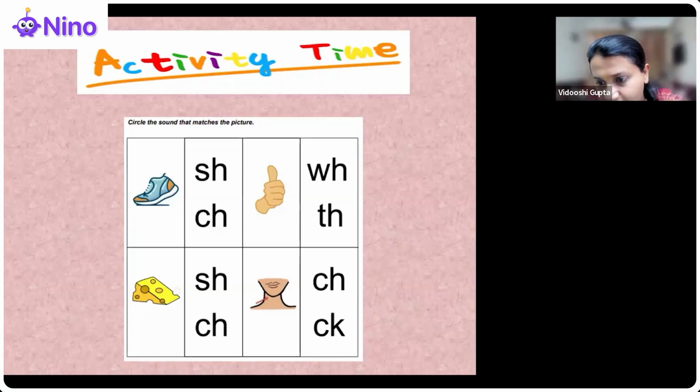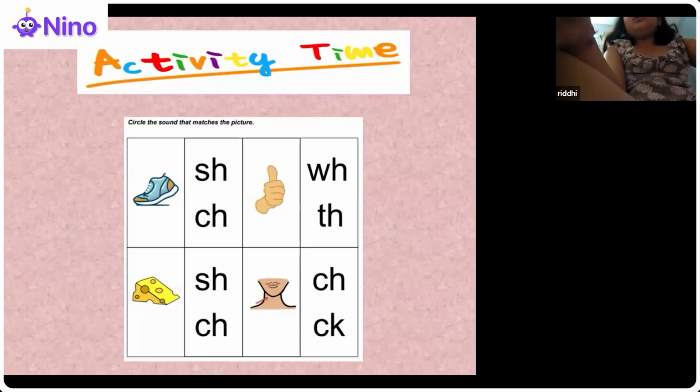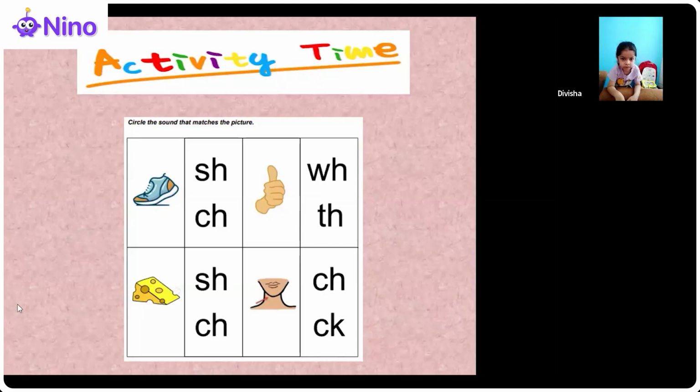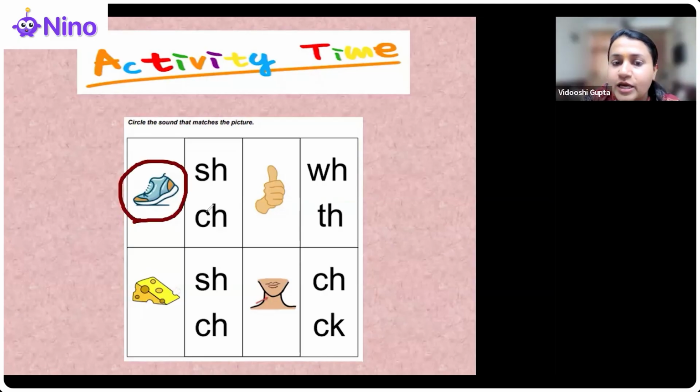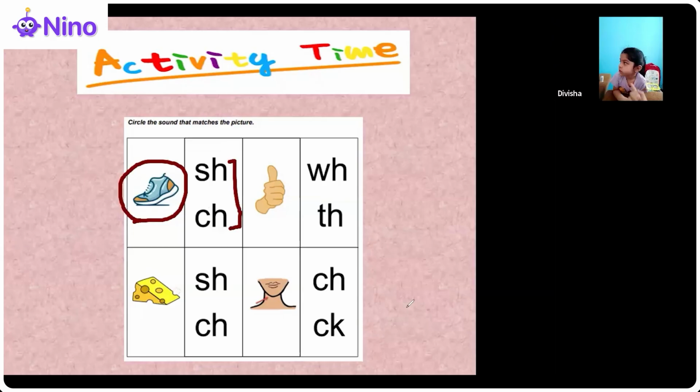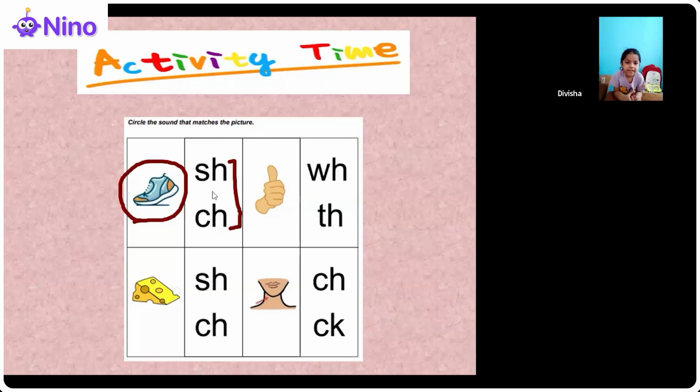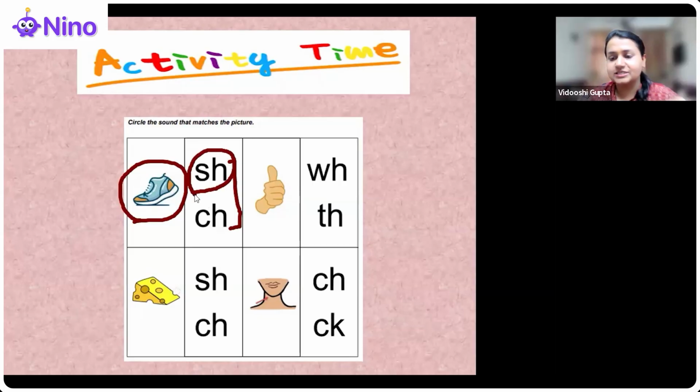Did you understand? Yes. Okay. Very good. So you will tell the first answer. What is this picture? That's a shoe. Very good. So there are two diagrams. Which one will we select for shoe? SH or CH? SH. Very good. Correct. SH. That is shoe. Very good.